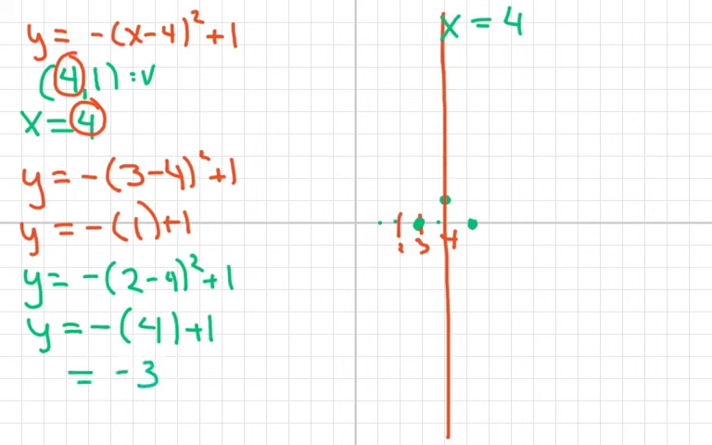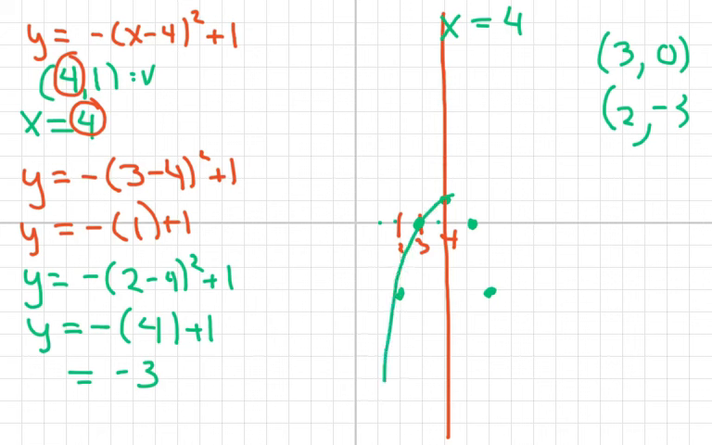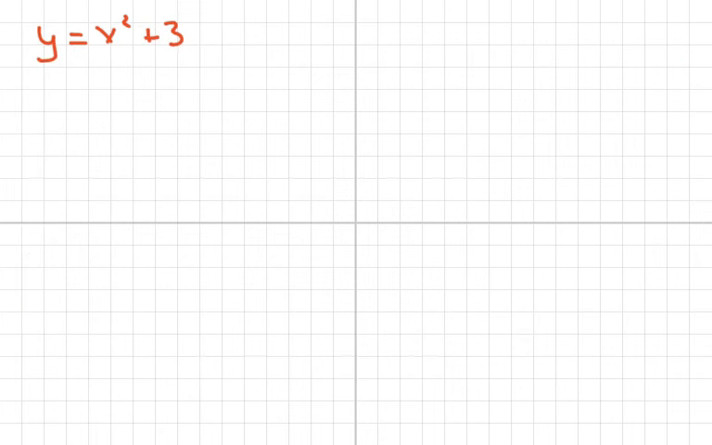So let me write those down real quick. When we went to 3, we got 0. And when we went to 2, we got negative 3. So 2 goes to negative 3 here. And I'm going to just plot the point over here that matches. And I graph it, and it opens down.